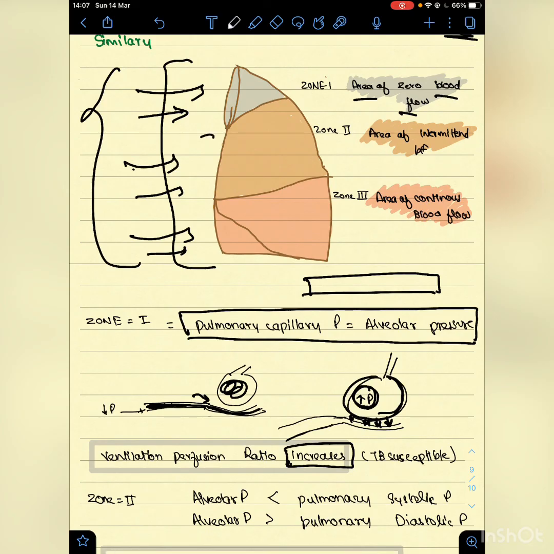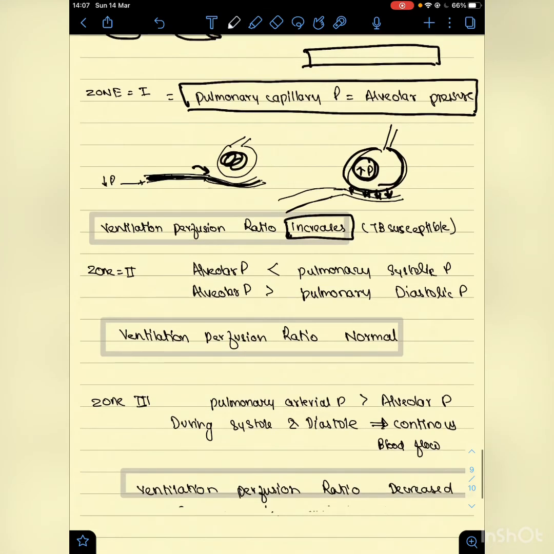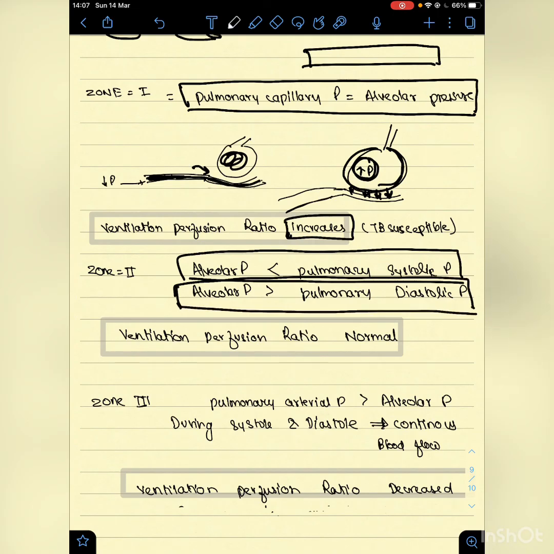So PVR decreased, resistance decreased. Similarly, when the lung is collapsed, as it is elastic tissue, it loves to get back to its original position. So when a lung is collapsed, it puts more pressure on the vessel. So the cross section of the vessel is reduced. Thus, during expiration, PVR is increased. As simple as that.